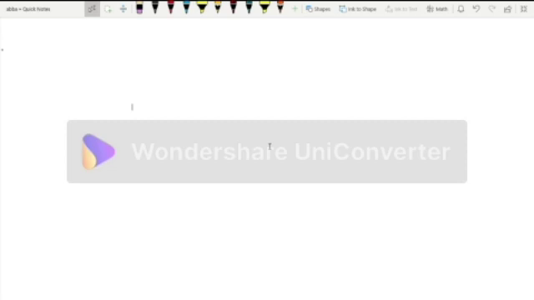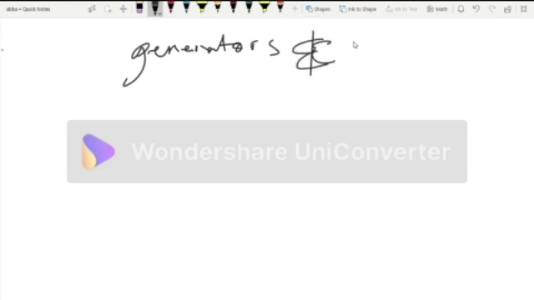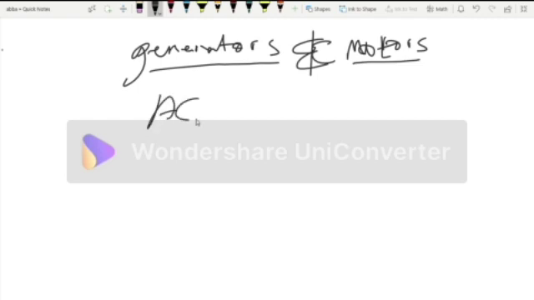So, with alternating generators, obviously, we were speaking about two things: generators and motors, right? So these generators are important, and these motors are also important. Hence, we were speaking about AC, and we were speaking about the direct current.